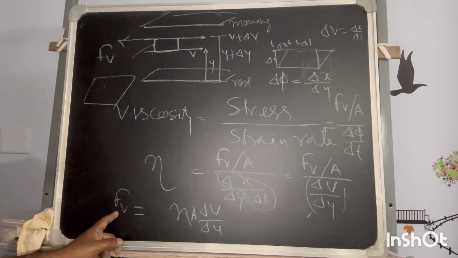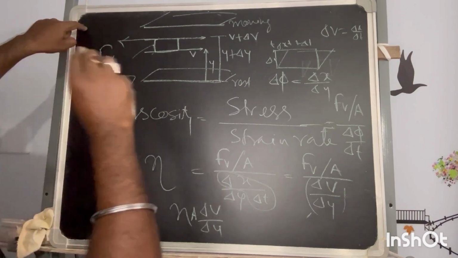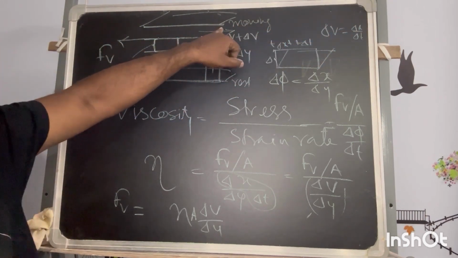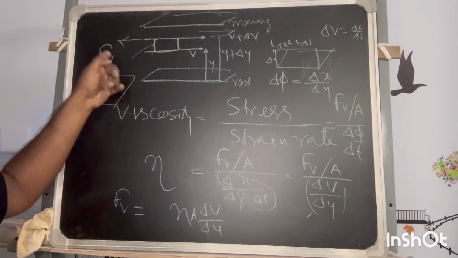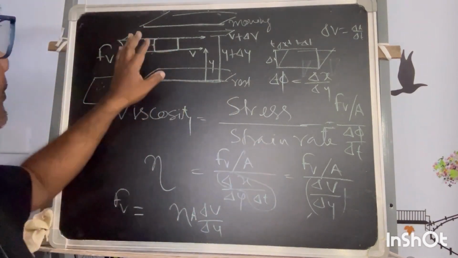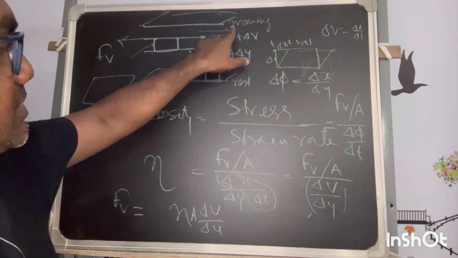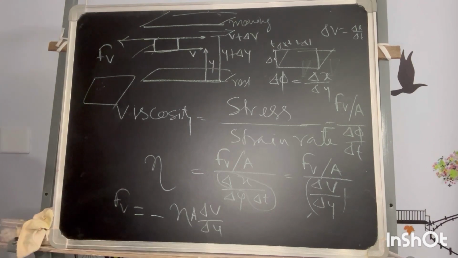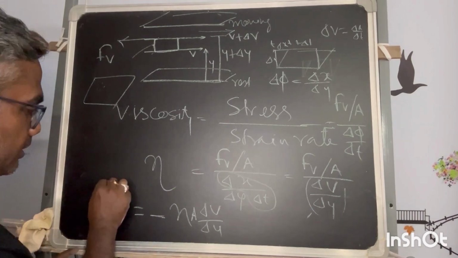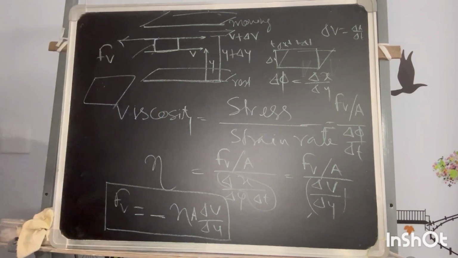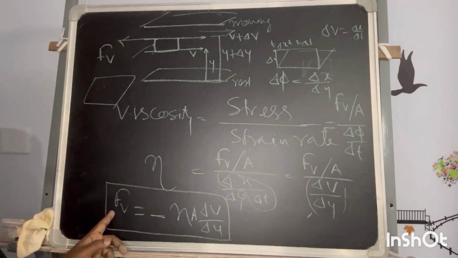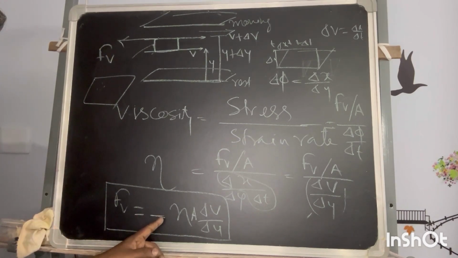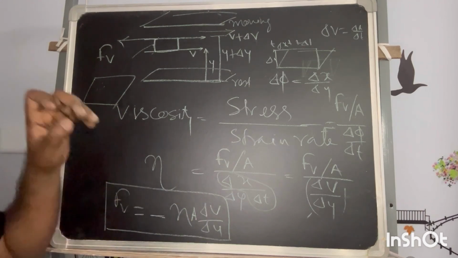Why? Because Fv is acting on the opposite side, whereas velocity is moving in this way. The fluid is moving in this direction. Velocity is a vector. Fv is a force, that also is a vector. If we take this as the positive direction, then this must have the opposite direction to velocity. So this will be the correct formula for the viscous force or the frictional force, and it will come with a negative sign. Okay.